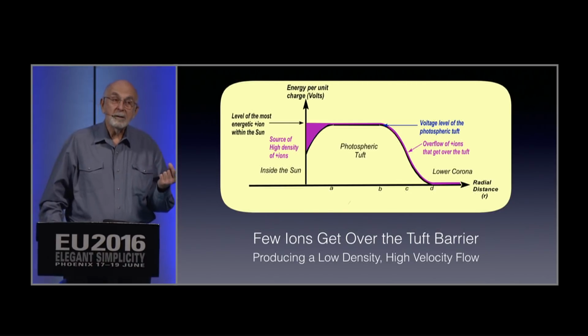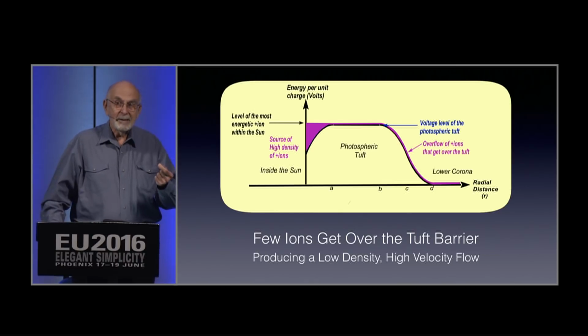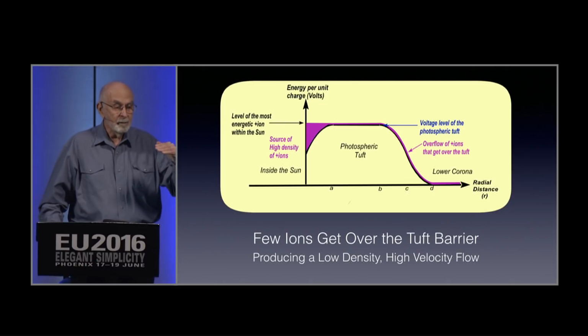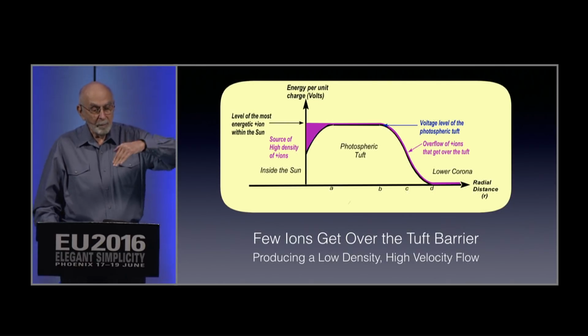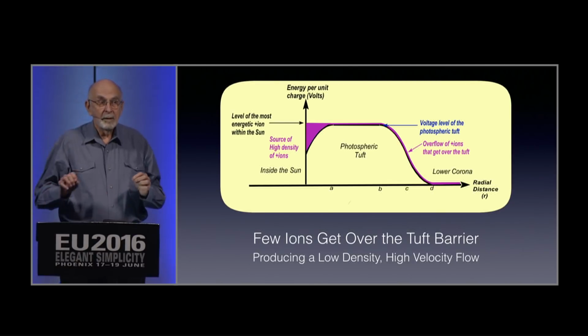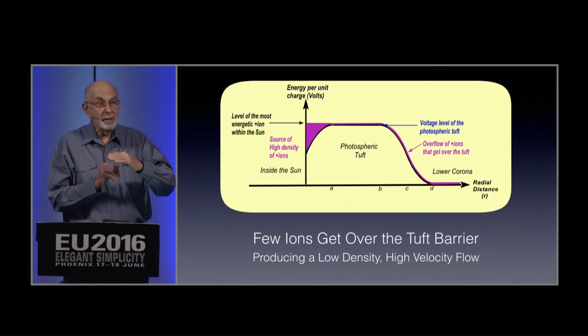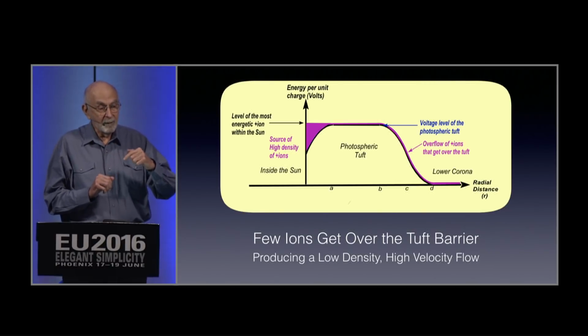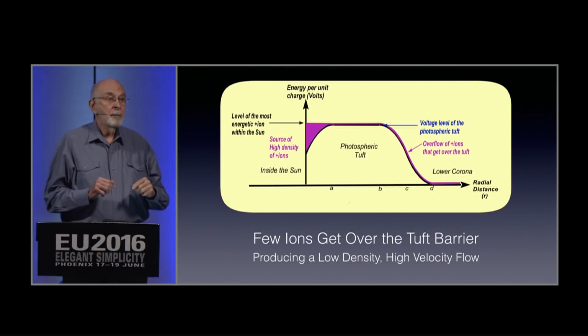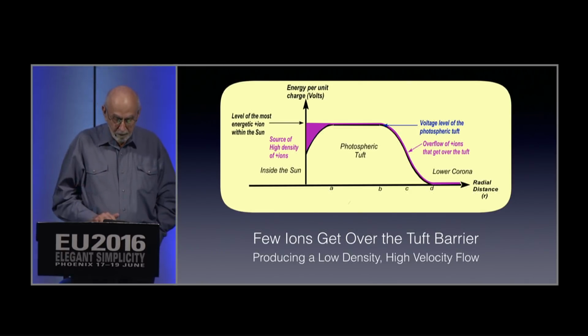It's sort of reasonable that there wouldn't be too much density in that. Not too many of these guys are able to make it over the top. So although they drop far, and they're going like crazy when they hit the bottom, there are not too many of them, because not many of them are able to get over the top of the tuft. So that's the reason why the fast solar wind is fast, but it's less dense. At least that's what the Juergens model says.